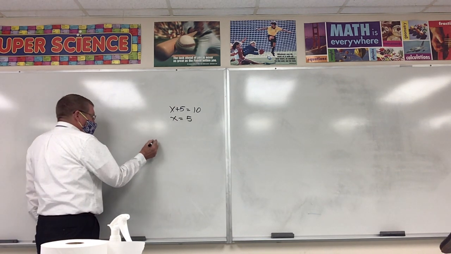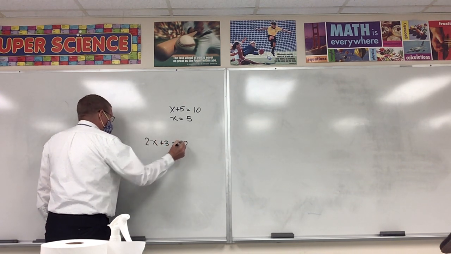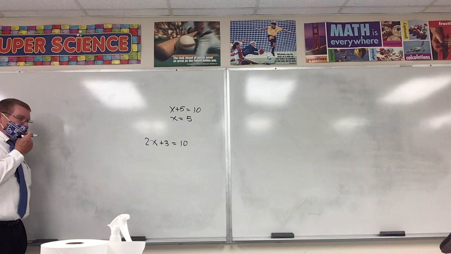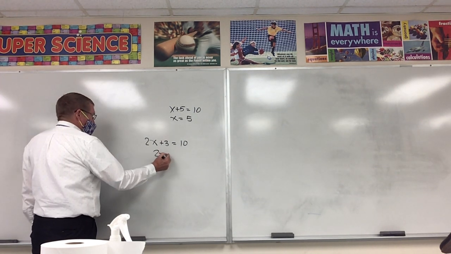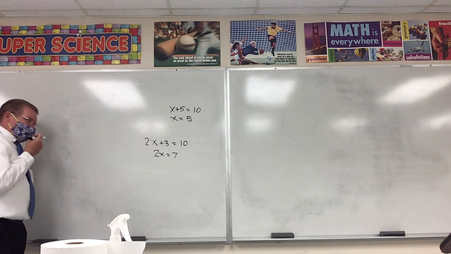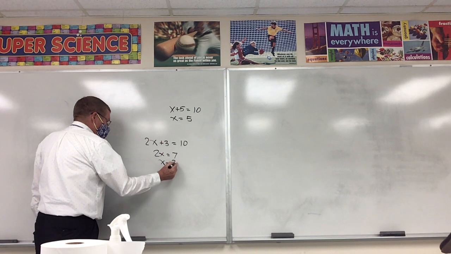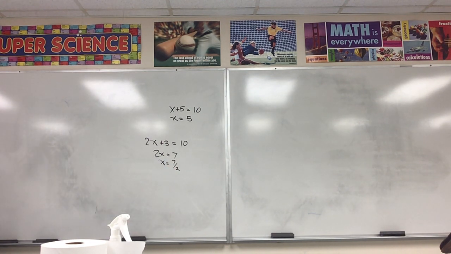So if we had something like this, 2x + 3 = 10, I do need to see the steps though. So we're going to get rid of the 3 by doing what? Subtracting. And then we're going to get rid of the 2 by doing what? Dividing. I'd like to see the step by step there. I try to go vertical. Again, no mixed numbers, no decimals, so we leave it at 7/2.